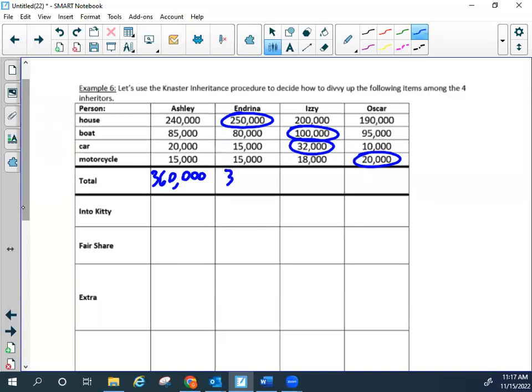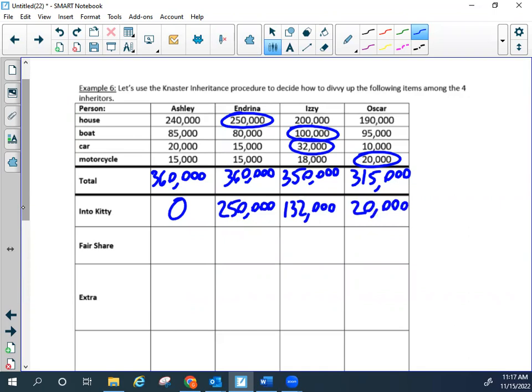This one also adds up to $360,000. Izzy adds up to $350,000. And Oscar adds up to $315,000. So how much did they each contribute into the kitty? Ash didn't win anything. She doesn't contribute anything. Adrena contributes $250,000. Izzy contributed $100,000 plus another $32,000 because she won 2 items. So she contributes $132,000. And then $20,000 here.